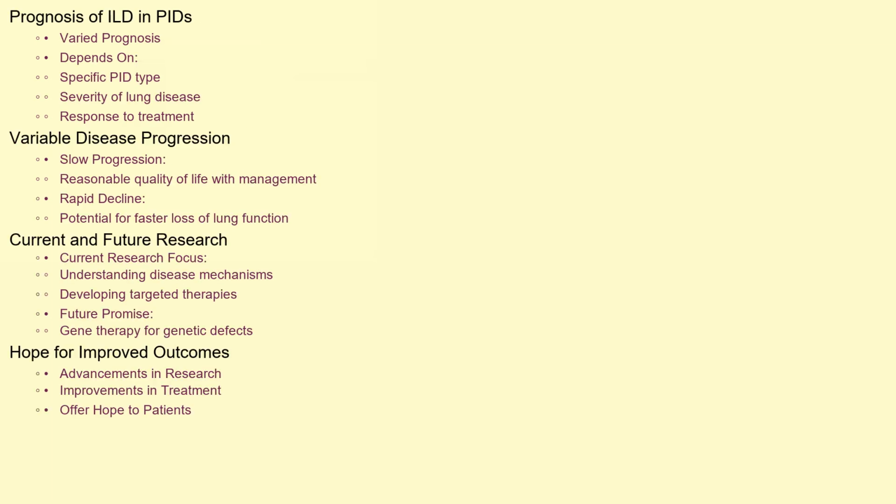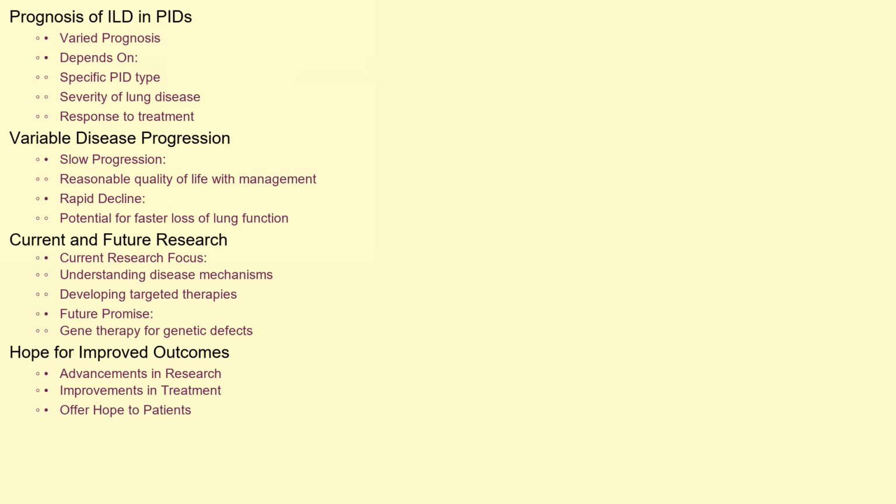The prognosis for ILD and PIDs varies greatly depending on the specific type of PID, the severity of the lung disease, and the individual's response to treatment. Some individuals may experience slow progression of the disease and maintain a reasonable quality of life with appropriate management. Others may face a more rapid decline in lung function.